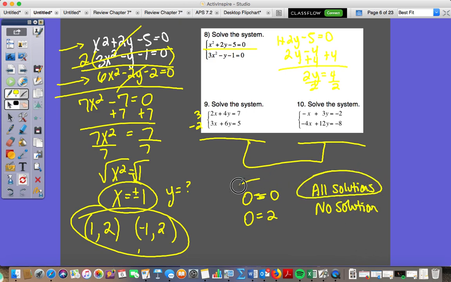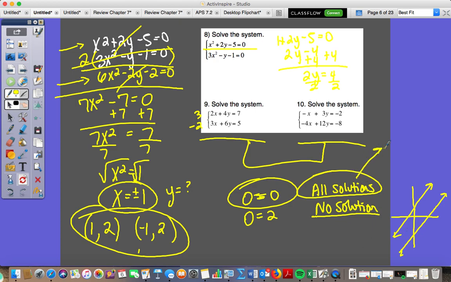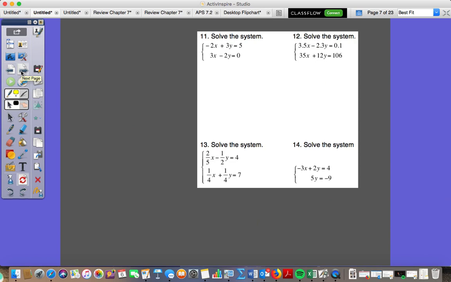This would still be consistent. The only one that's not consistent is when there's no solution, because if I were to draw a graph, it would be parallel lines, which means there's no intersecting point. The picture for all solutions would actually be the same graph. So if this was the first one, the second one would go right over top of it. And that's where we get all solutions as our answer there. Okay? So look at those ones as we're moving forward.